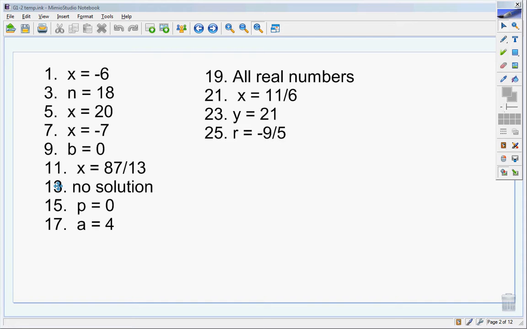But if you end up with 25x equals 0, what's x? 0. That's okay. 0 is just as much a number as 50, a negative 150, or 2/3. Doesn't matter.